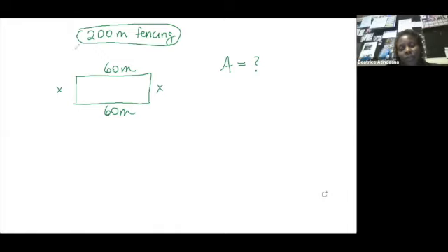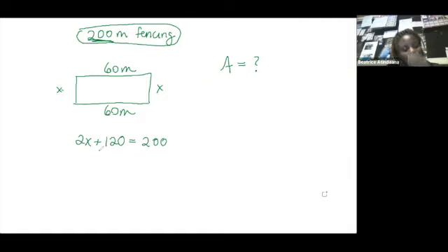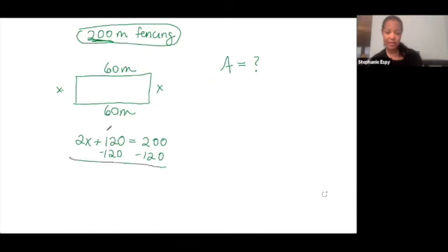Then we can write an equation. 60 plus 60 plus x should equal 200 meters of fencing, right? So 2x plus 60 is 120, should equal 200 meters of fencing. So how do we solve this? So we take 2x is equal to 200 minus 120. Right, so what is 200 minus 120?